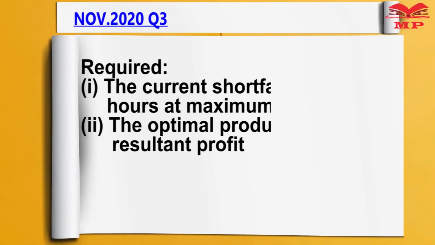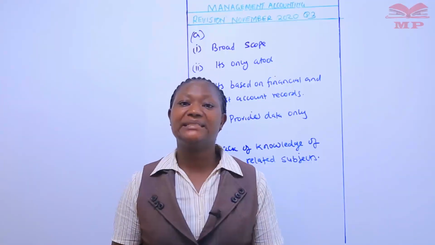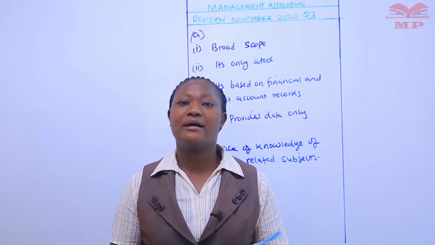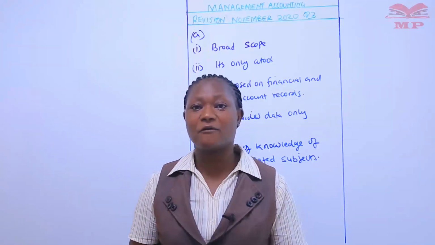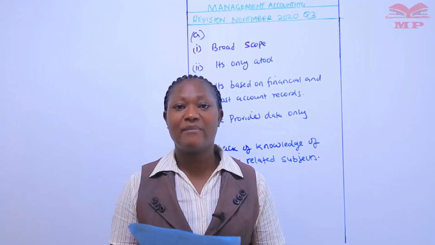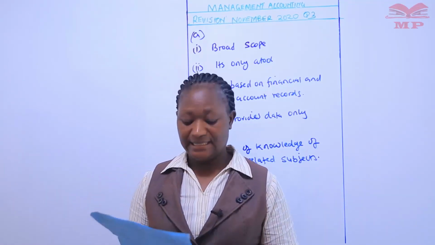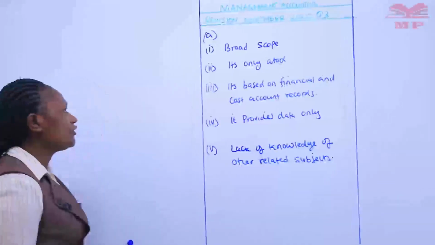Are required. Part 1, the current shortfall in labor hours at maximum demand, and part 2, the optimum demand product mix and the resultant profit. So when you read through this question, you need to interpret it and understand in which subtopic or from which topic the question has been derived from. And so the question is from marginal costing, application of marginal costing. And so the question is requiring us to calculate in Roman number 1, the shortfall.